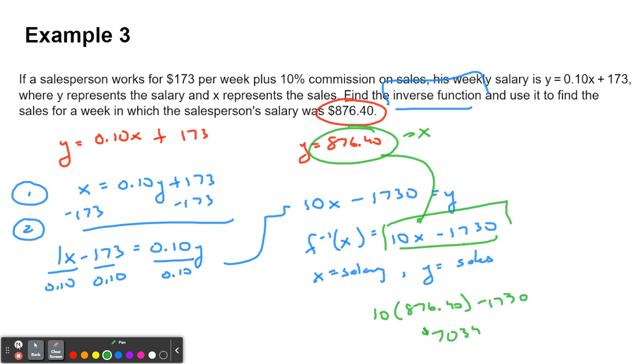And again, that is a way that you can use an inverse function to plug in a given y into the inverse function to get out an x. All right. Good deal. Okay, all right, good luck on this practice.